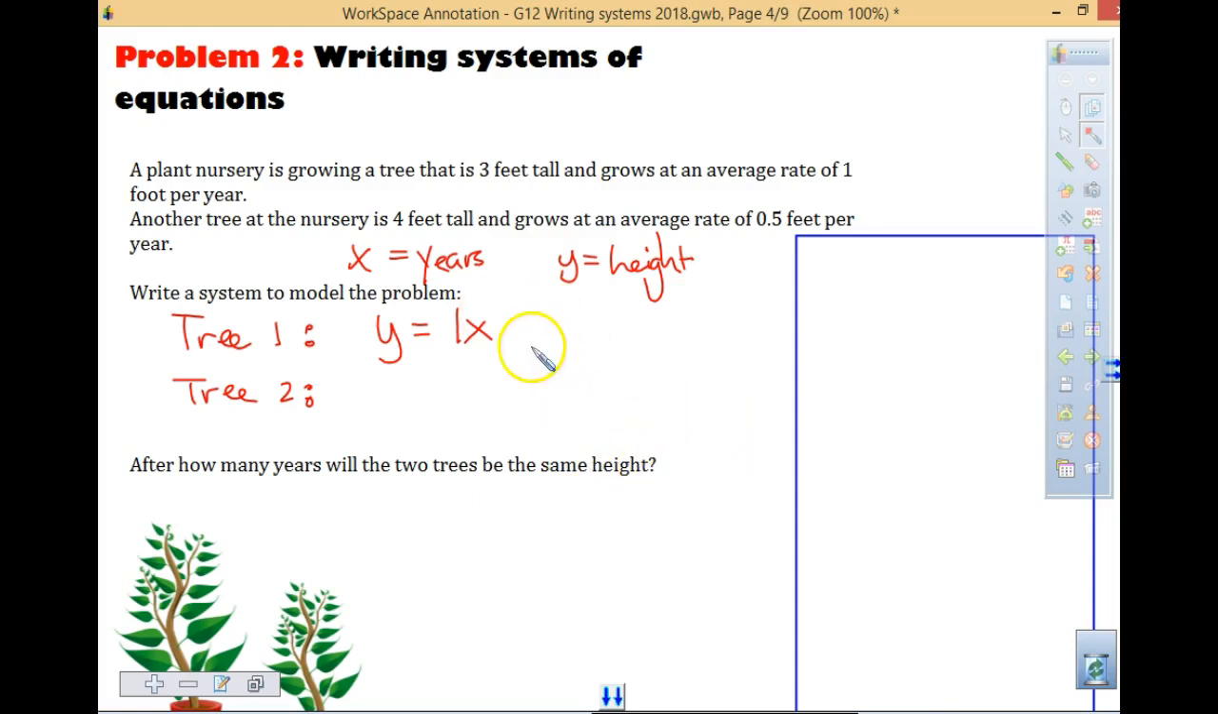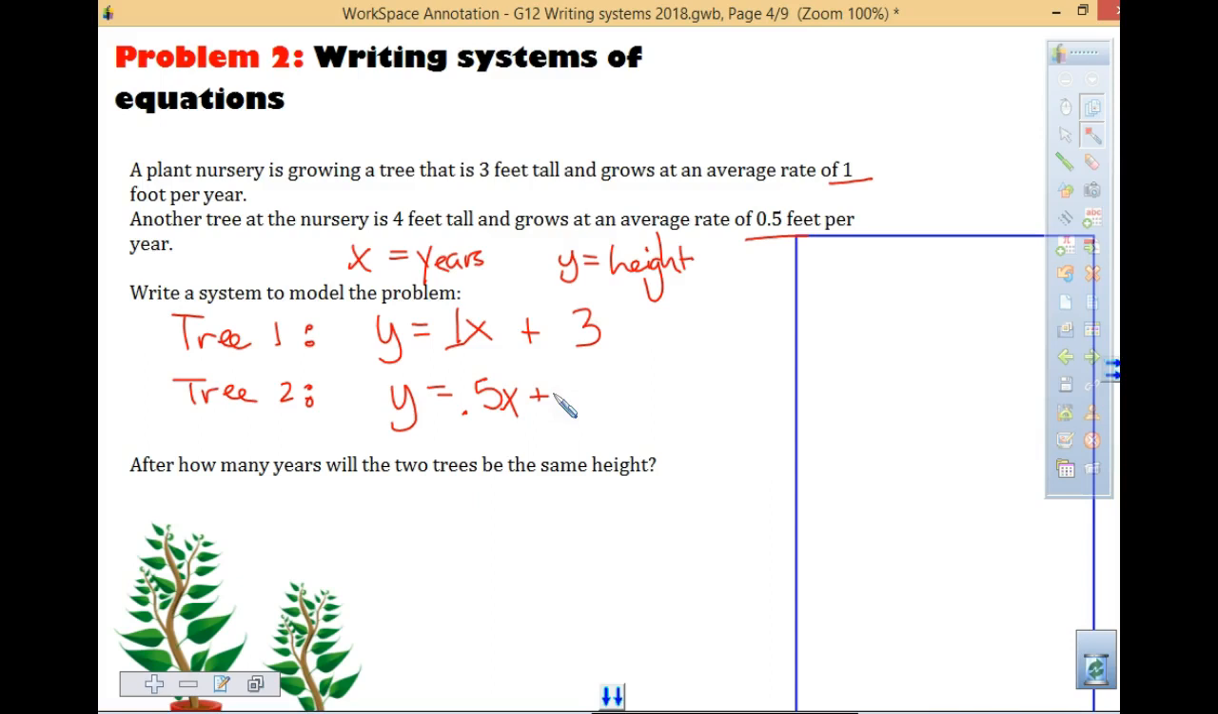Started at 3. So y equals 1x plus 3. Okay, I'm looking at my second equation. Irvin, for the second tree, how fast is the second tree growing? What's its rate of growth? 0.5. So these two are what we're putting in front of our x. So 0.5x plus, it started at what height? 4. It started at 4.